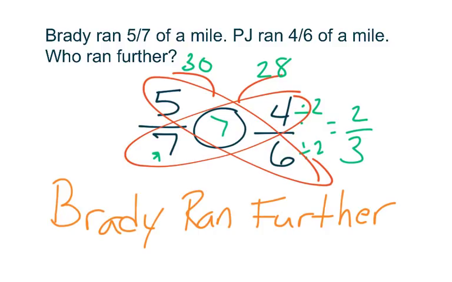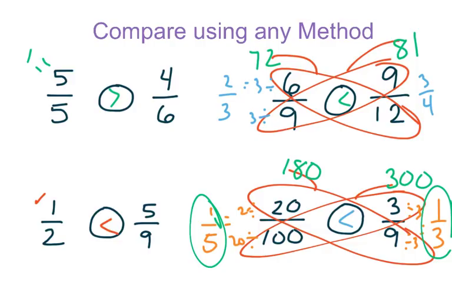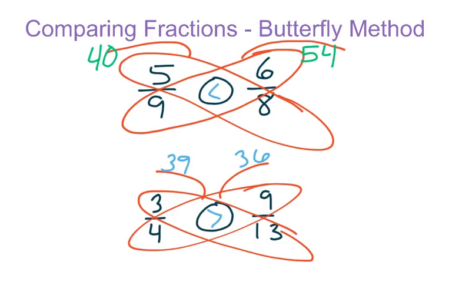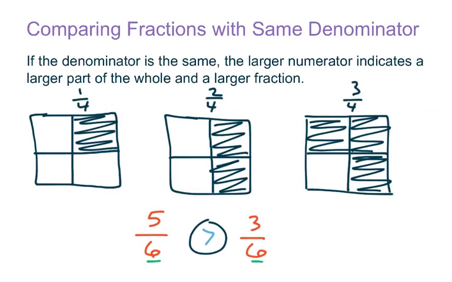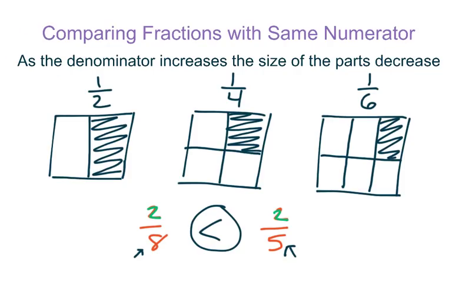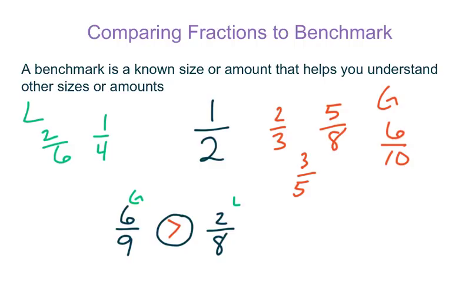All right, that's our lesson for today. We covered a few things. We covered the butterfly method for comparing fractions. We also talked about comparing fractions by understanding what happens when they have the same denominator, what happens when they have the same numerator, and then using our benchmark of 1/2 to really help us out.